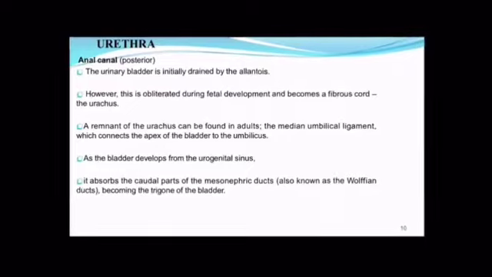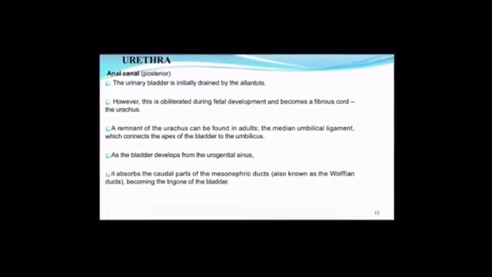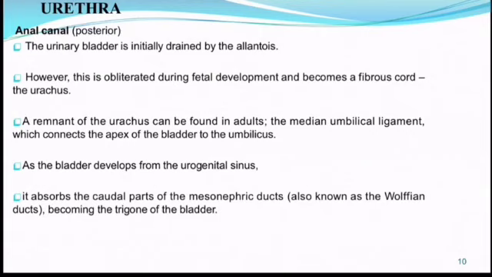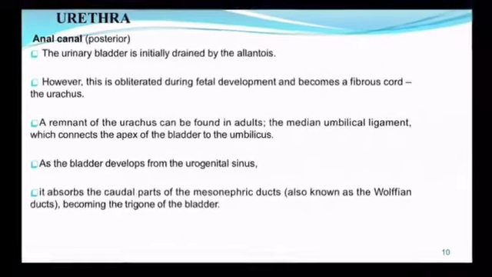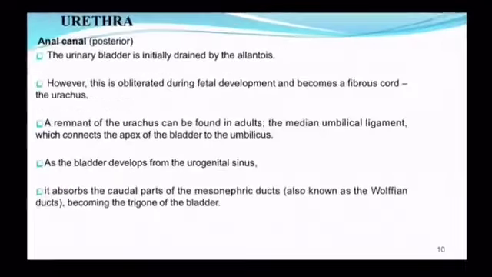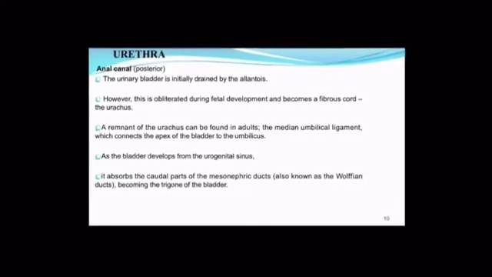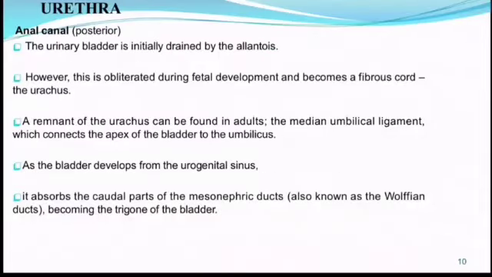The urinary bladder is initially drained by the allantois. However, it is obliterated during fetal development and becomes a fibrous body called the urachus. Then, a remnant of the urachus can be found in adults: the median umbilical ligament, which connects the apex of the bladder to the umbilicus.